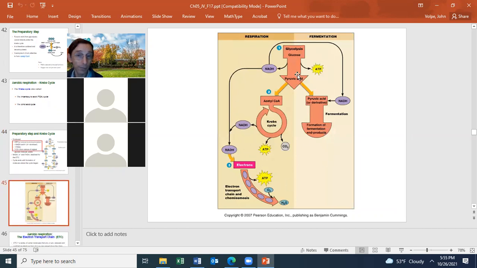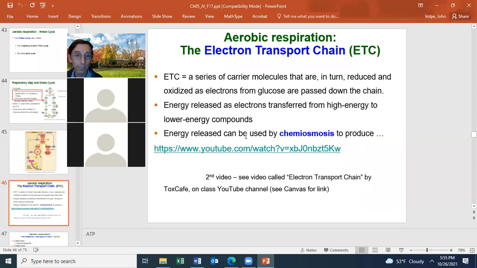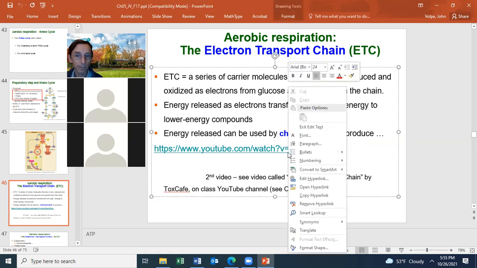All right, I'm showing you the overview of respiration again. We're going to go on. The NADH and the FADH2 carry the electrons from glucose and then take them to the electron transport chain. In the electron transport chain, the production of ATP kicks into high gear. Let's watch a little video on that.